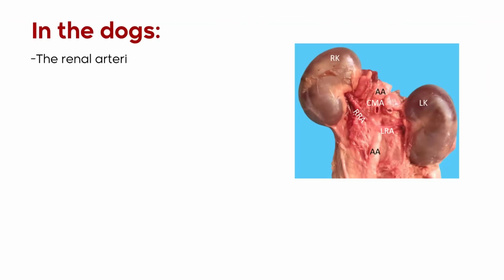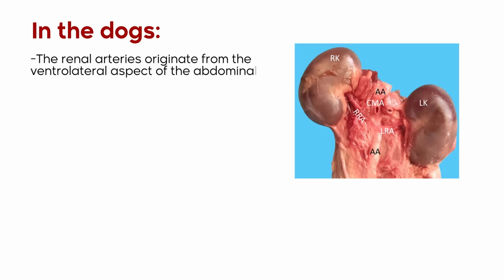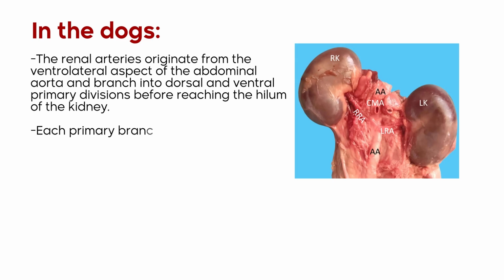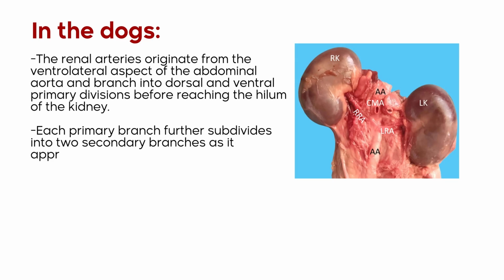12. Branch in the dogs. The renal arteries originate from the ventrolateral aspect of the abdominal aorta and branch into dorsal and ventral primary divisions before reaching the hilum of the kidney. Each primary branch further subdivides into 2 secondary branches as it approaches the hilum. A photograph of kidneys of a dog showing the site of the origin of the renal arteries from the ventrolateral aspect of the abdominal aorta.